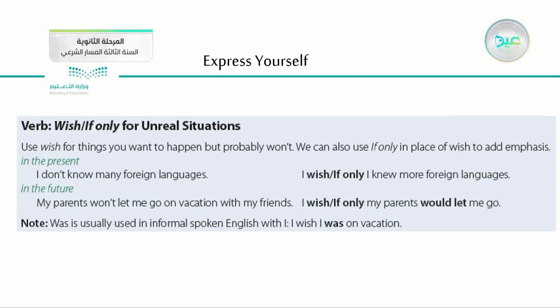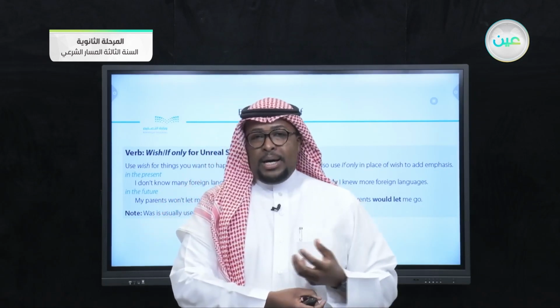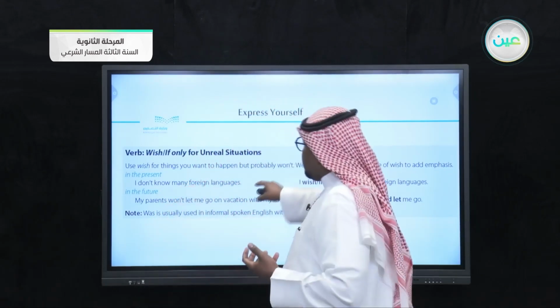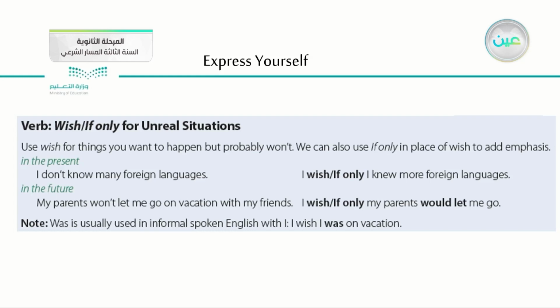And of course, finally, we have this part, which is wish if only for unreal situations. So we can use wish plus if for the situations that are unusual or unreal. We use wish for things you want to happen, but probably will not. Sometimes we wish for something to happen, but it does not. So we use this structure in this way.